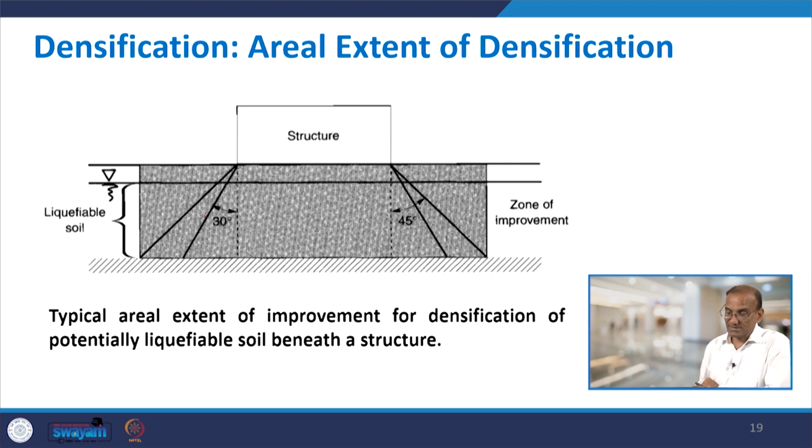So, the minimum required is that it should go at least up to 30 degrees extent, but if you go up to 45 degrees, then the zone of improvement is enough. So, the zone of improvement will lie somewhere between 30 to 45 degrees. This will be your zone of improvement which is required, and this is for liquefiable soils. You have the water table on the top, so liquefiable soils will be down. Typical aerial extent of improvement for densification of potentially liquefiable soils beneath a structure.